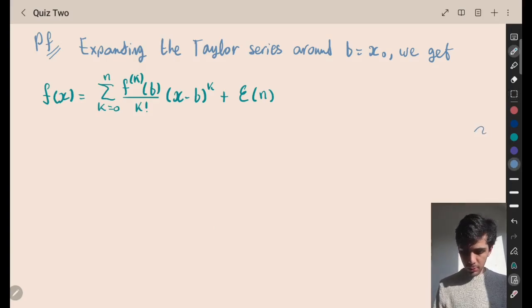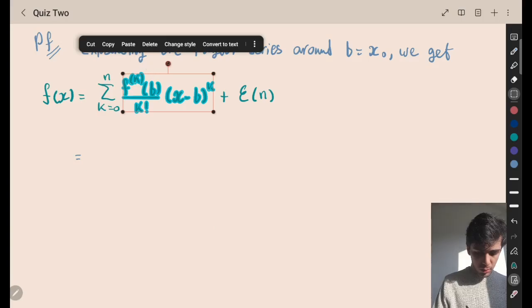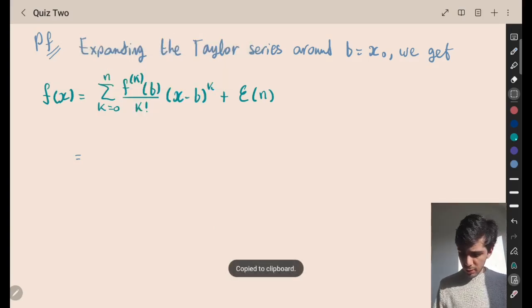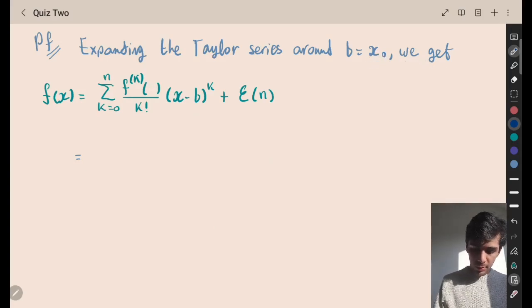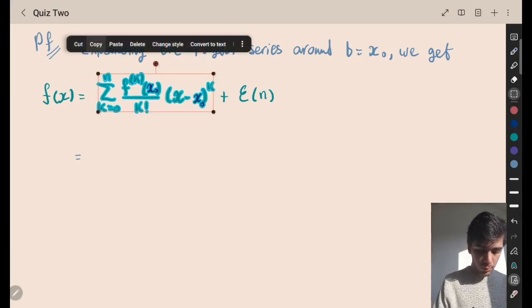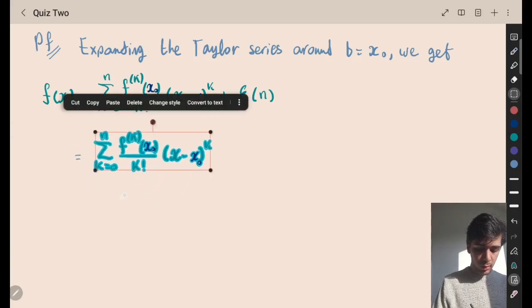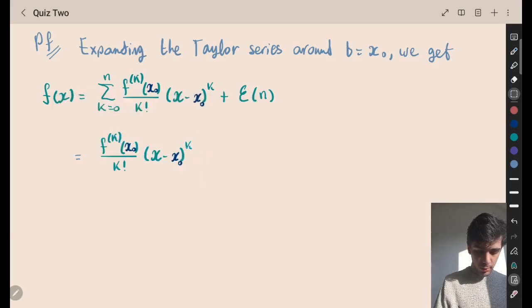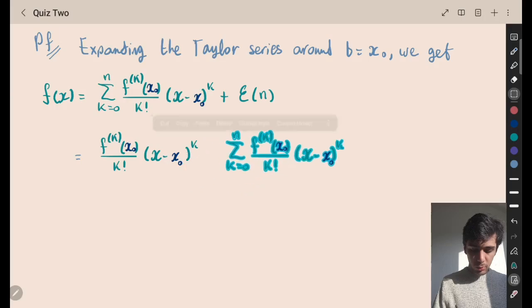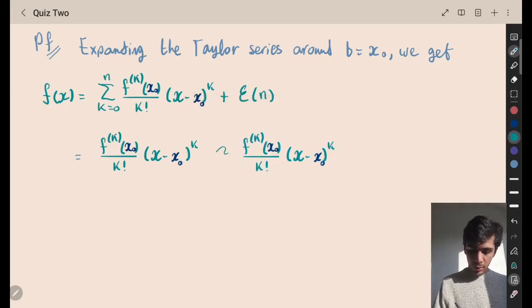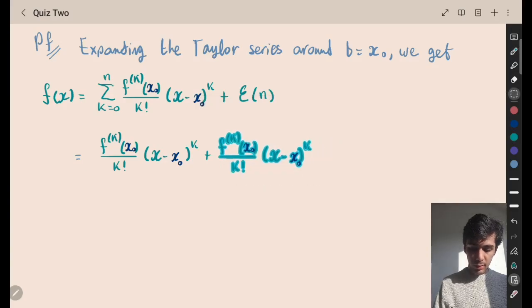So we are here, enough with the technicalities, and I would like to write the first two terms of the Taylor series. Before I do that, let me substitute for b my value of x0. So this is the part which we are expanding around, basically. To get the first two terms, I'll basically plug in k is equal to 0 and k is equal to 1. I don't think that's outrageously difficult to follow.